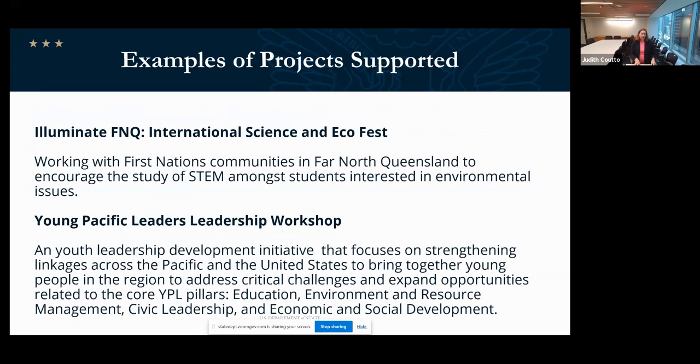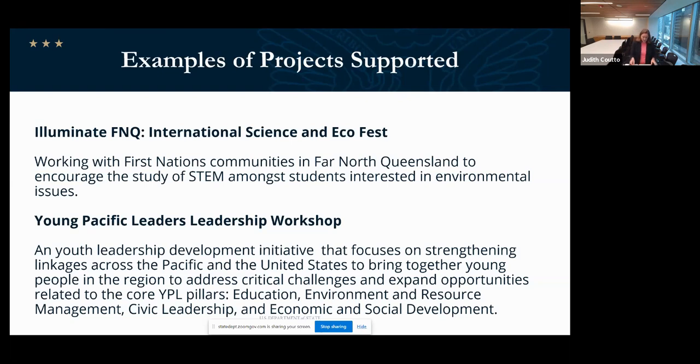Here are two more examples. We are very excited this year to be supporting Illuminate FNQ's International Science and EcoFest. This is working with First Nations communities in far north Queensland to encourage the study of STEM among students interested in environmental issues. And another project we're very excited about, which will be happening in September, is the Young Pacific Leaders Workshop, which will bring together young leaders from across the Pacific to Sydney to build their network and give them some skills to help them address critical challenges that their generation is going to take the lead in solving.